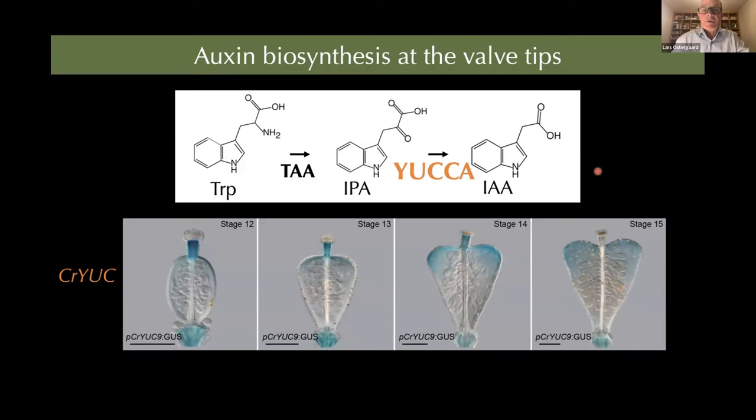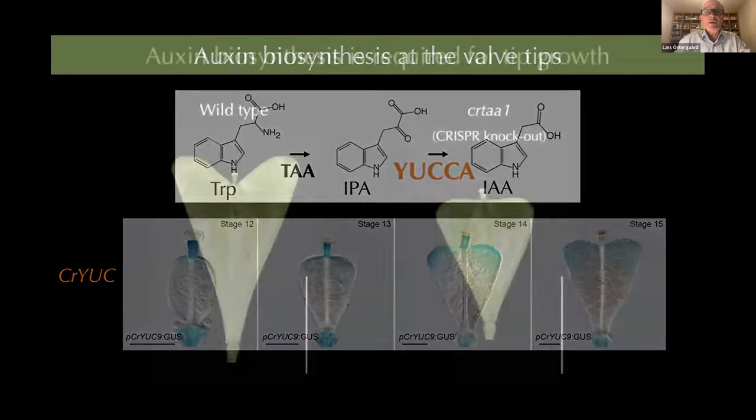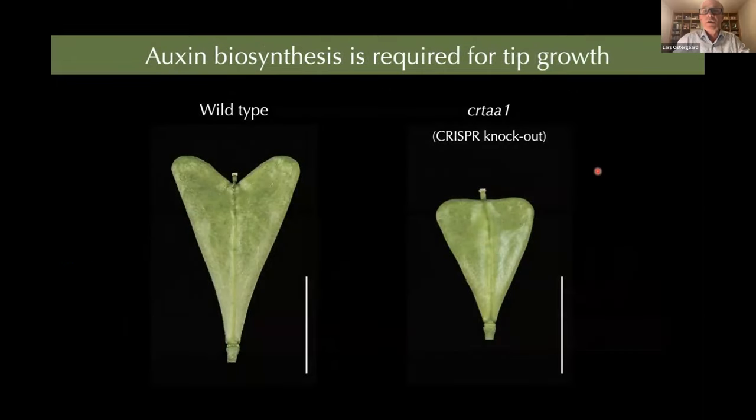So we then hypothesized that if we knock out or make mutations in these genes, we would then also see a defect in the heart shape formation? And indeed, that is what we saw. We generated a knockout line of TAA1 by using the CRISPR-Cas9 technology, and found that these fruits are no longer able to make these heart protrusions.